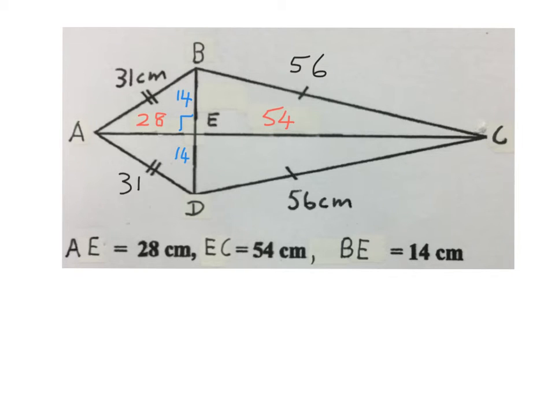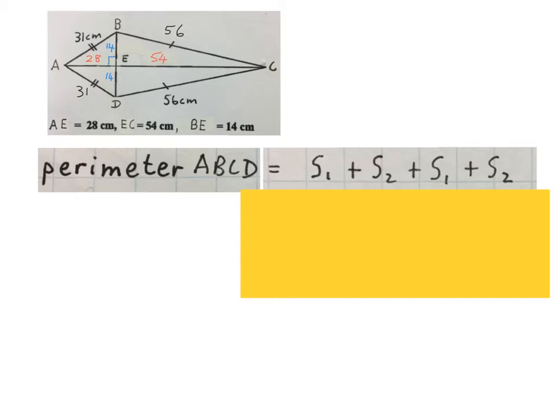Then they told me this is 56, so I write 56 over there. They told me this is 31, so I put the 31 over here. We know that to find the perimeter of any straight-sided figure, we just add all the sides. So the perimeter of this kite ABCD is side 1 plus side 2 plus side 1 plus side 2.